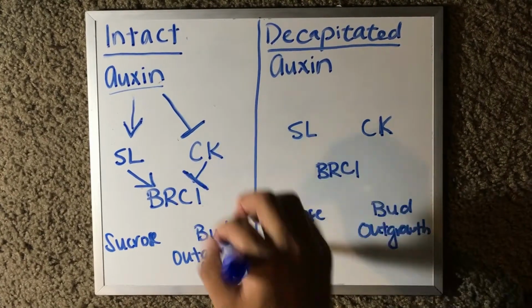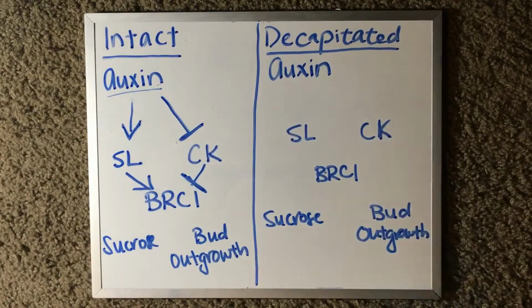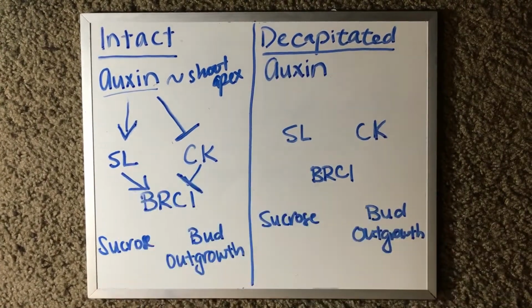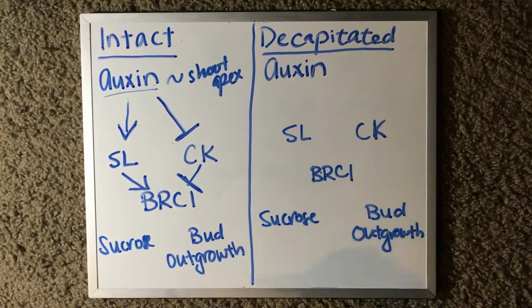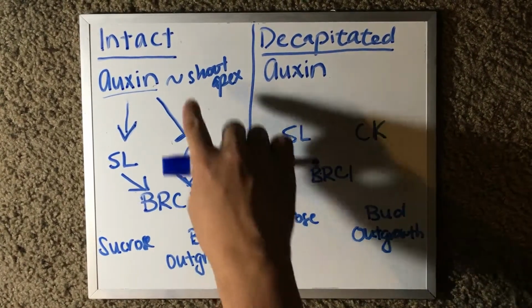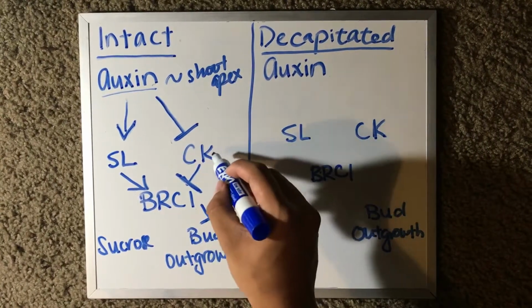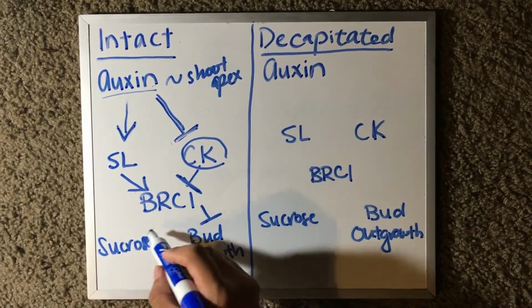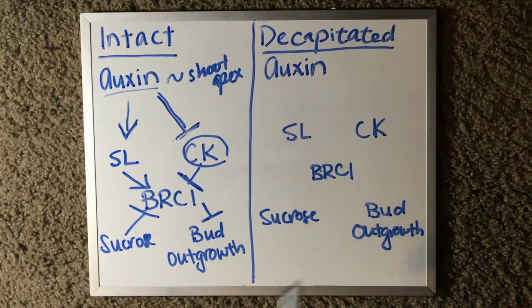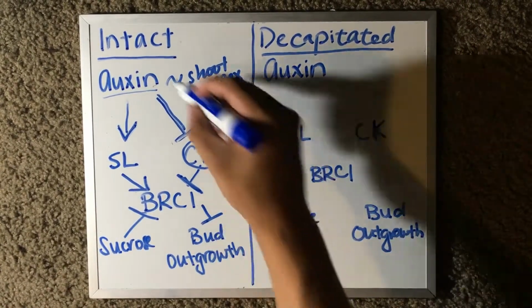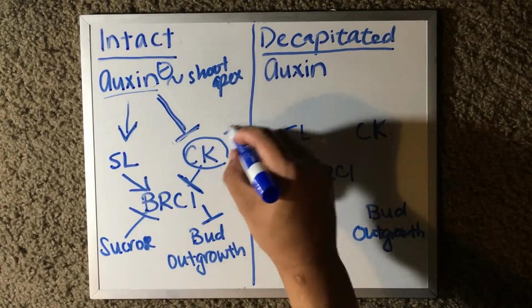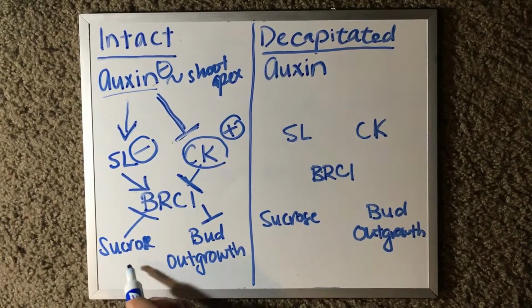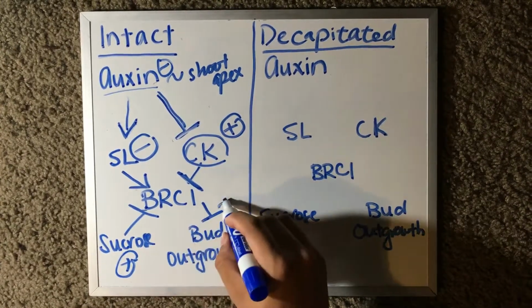So in an intact plant, auxin will be active in the shoot apex, which will promote strigolactone and promote branch 1 to inhibit bud outgrowth. And in an intact plant, auxin will be active to inhibit cytokinin, which will stop its inhibition of BRC1. Furthermore, sucrose will inhibit branch 1, and let's look at which of these are positive or negative regulators. Auxin is a negative regulator of bud outgrowth, cytokinin is a positive regulator, strigolactone is a negative regulator, and sucrose is a positive regulator, and branch 1 is a negative regulator of bud outgrowth.